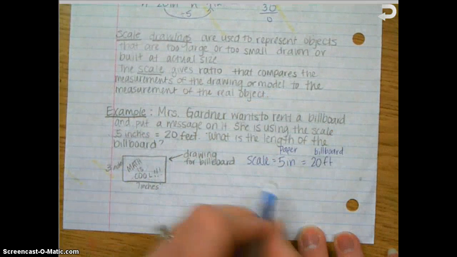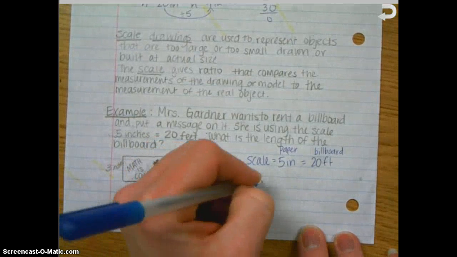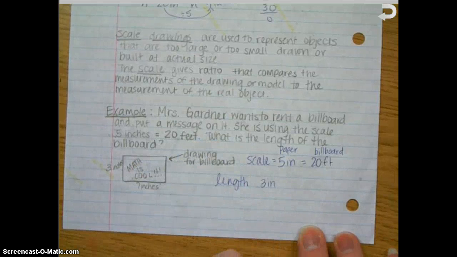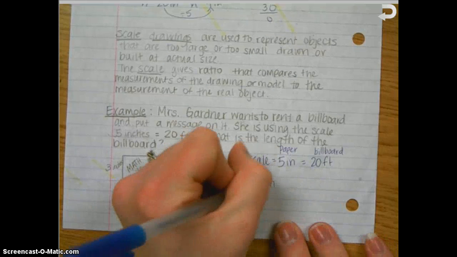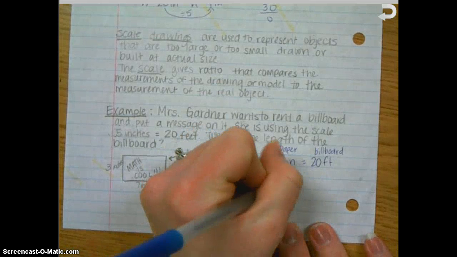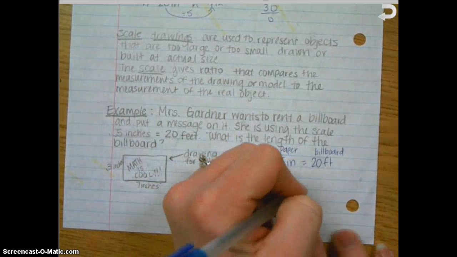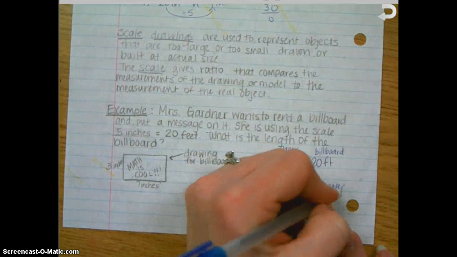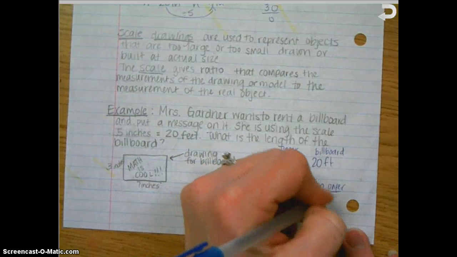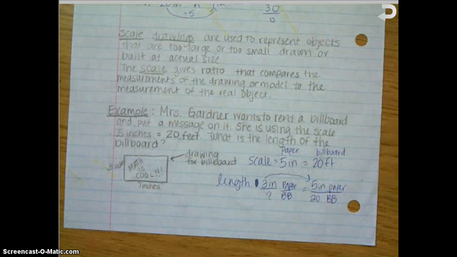So on my paper, let's call this the length. The length on paper is 3 inches. So I need to figure out how much that would be on the billboard. So let's say paper over, I'm going to use BB for billboard, would be 5 inches on the paper to 20 feet on the billboard. Now, you're looking here and you're like, whoa, what's the relationship between 3 and 5? That can get kind of tricky.